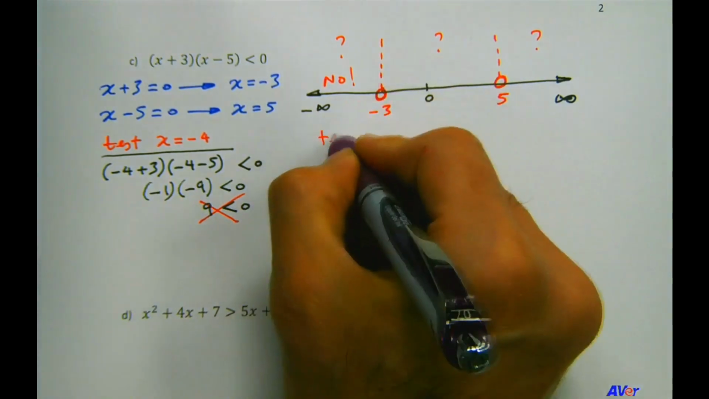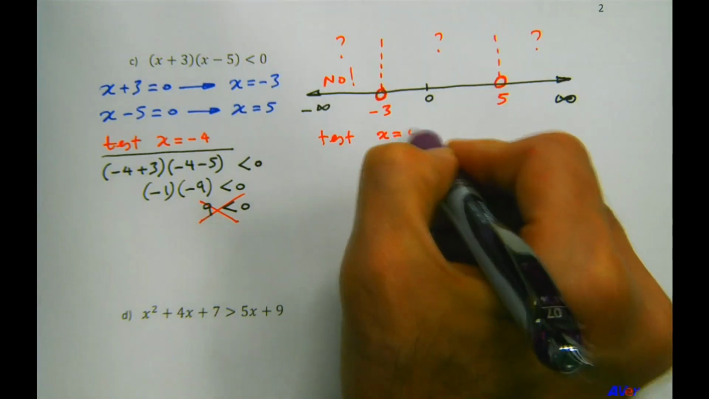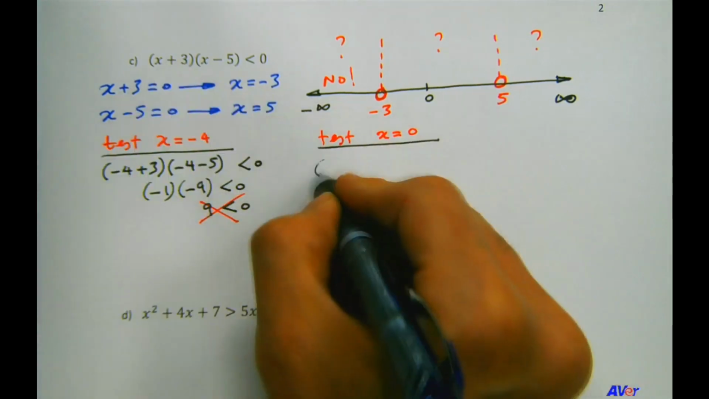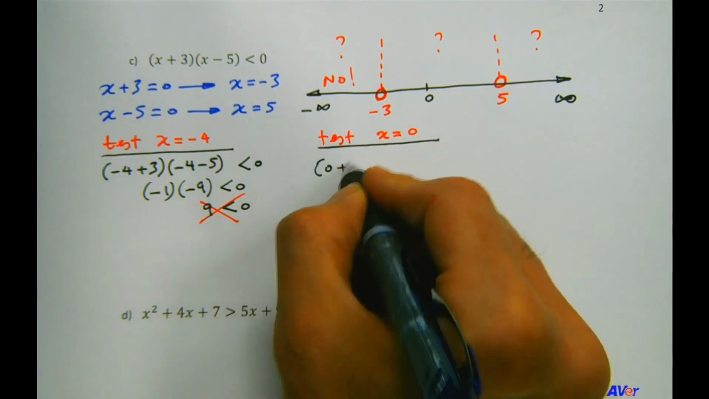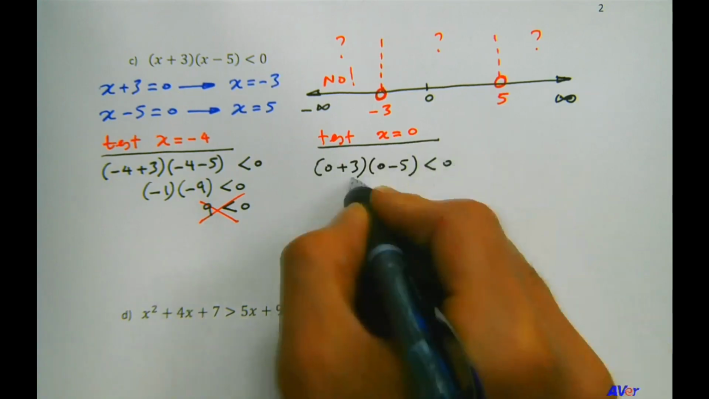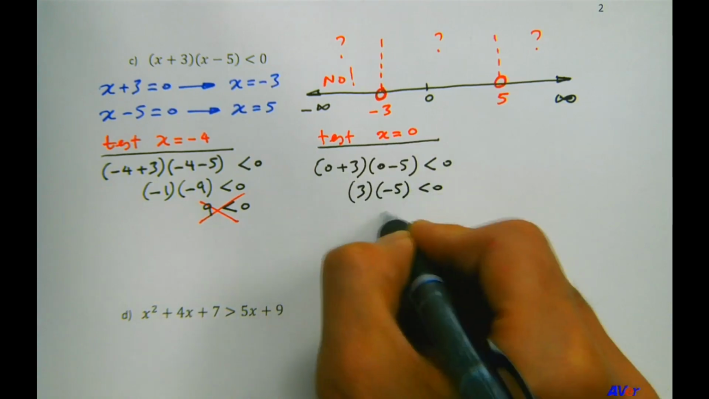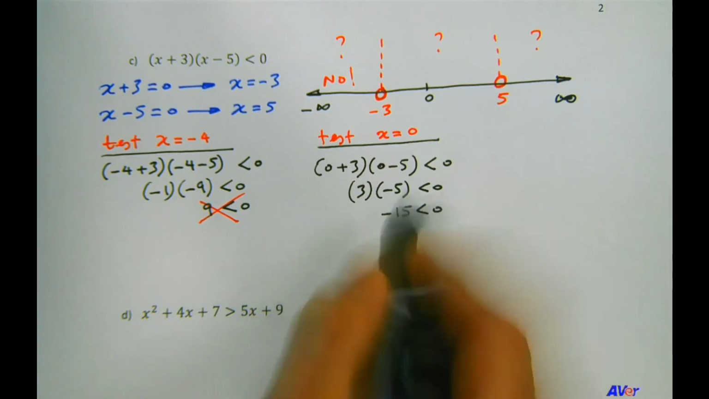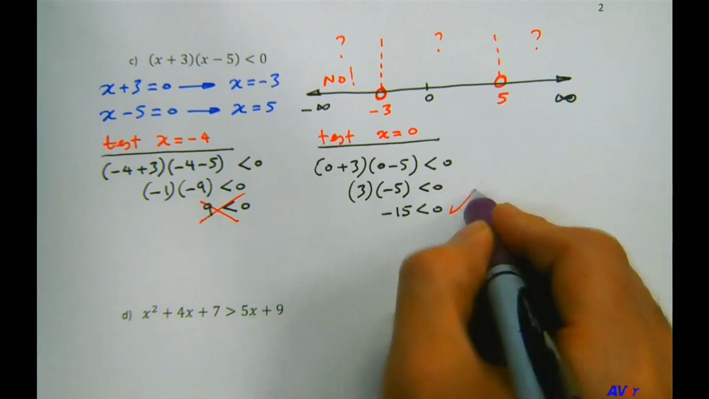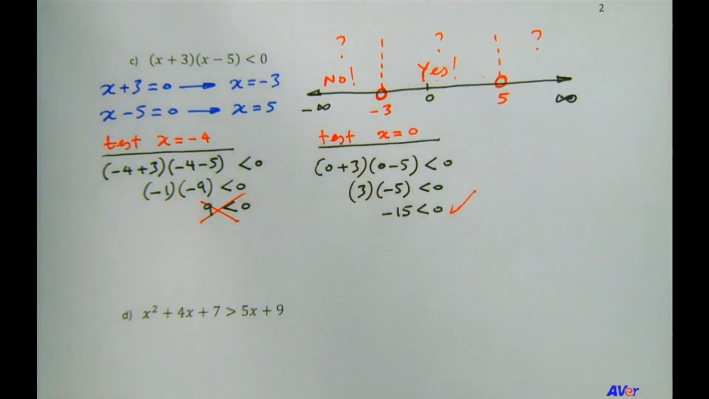Let's test some easy number in the middle. So x equals 0. Plug it in there. We have 3 times minus 5 less than 0, negative 15 less than 0. Is that a valid conclusion or result? Yes. So this region is a valid solution region.